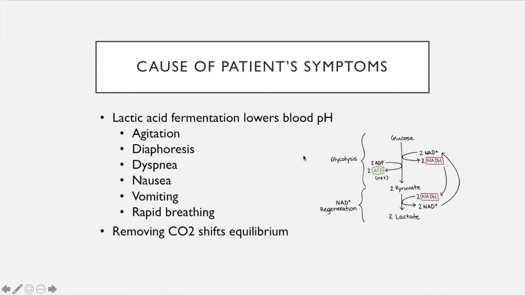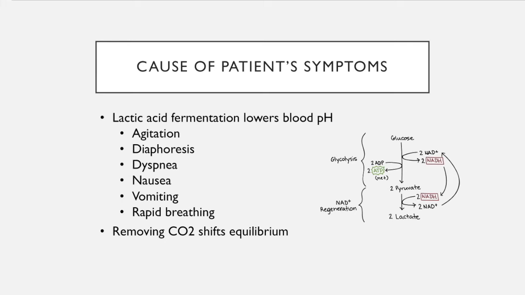Due to cyanide's effects on the electron transport chain, the body cannot generate energy through aerobic respiration. Instead, anaerobic respiration, specifically lactic acid fermentation, takes place. This causes a drastic increase in the formation of lactic acid and hydrogen ions, resulting in a lowered blood pH and metabolic acidosis. Symptoms of metabolic acidosis are agitation, diaphoresis, and dyspnea.